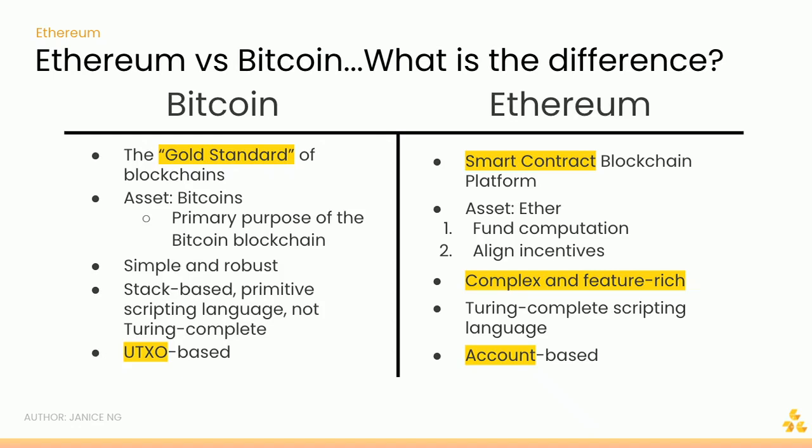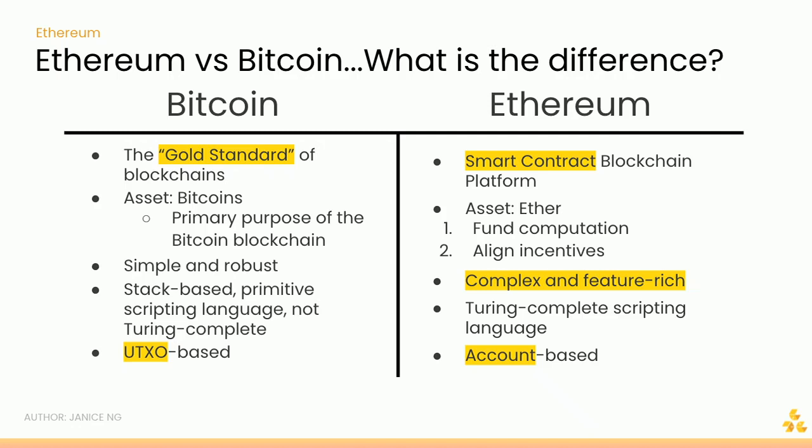So Ethereum, I think we have Turing complete right there, so good point. It's a Turing complete scripting language. It's a smart contract blockchain platform, so that's an important difference between Ethereum and Bitcoin. The asset that is used in the Ethereum network is Ether, and it's used to fund computation and align incentives. So we'll get to what funding computation means later in the lecture, but the primary purpose is not to be a currency. It's to fund computation, basically just to make sure the network is running. It's very complex. It has a ton of features, Turing complete, and it's account-based.